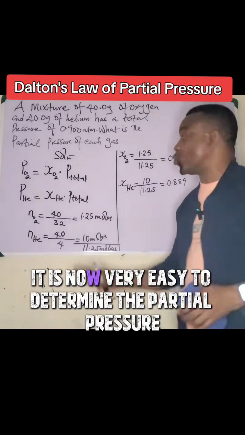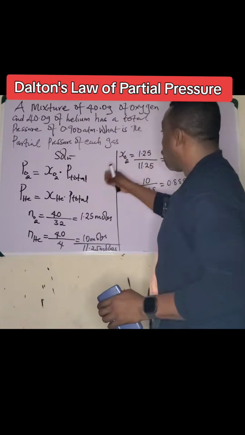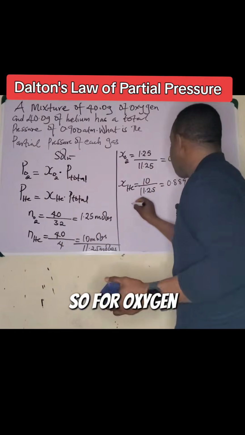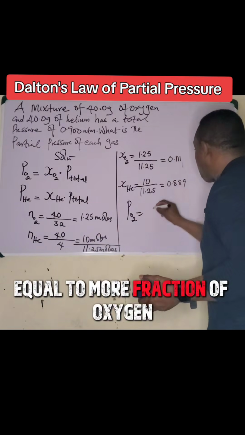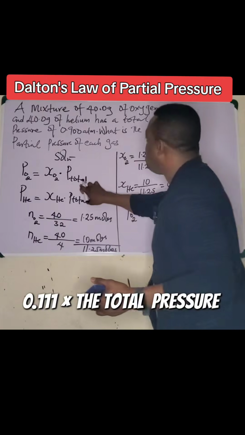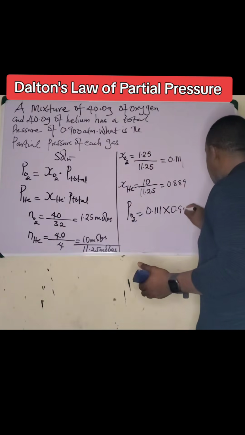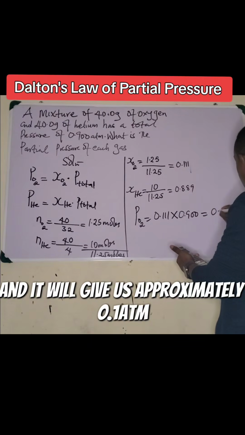It is now very easy to determine the partial pressure of each of the gases. So for oxygen, the partial pressure of oxygen is equal to the mole fraction of oxygen, 0.111, multiplied by the total pressure, which is 0.900, and it will give us approximately 0.1.